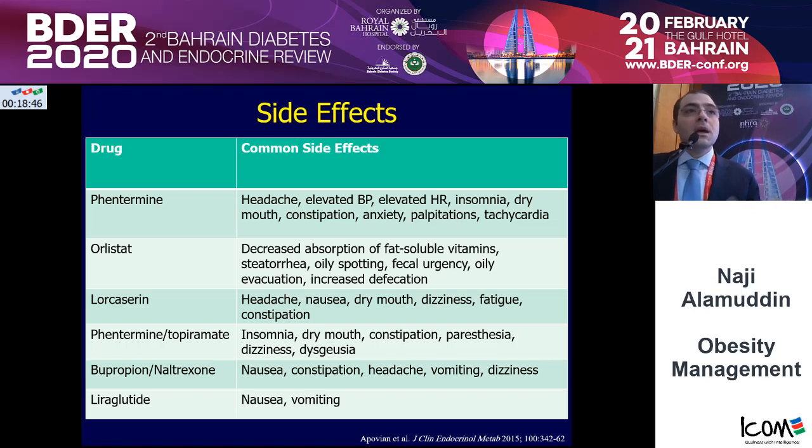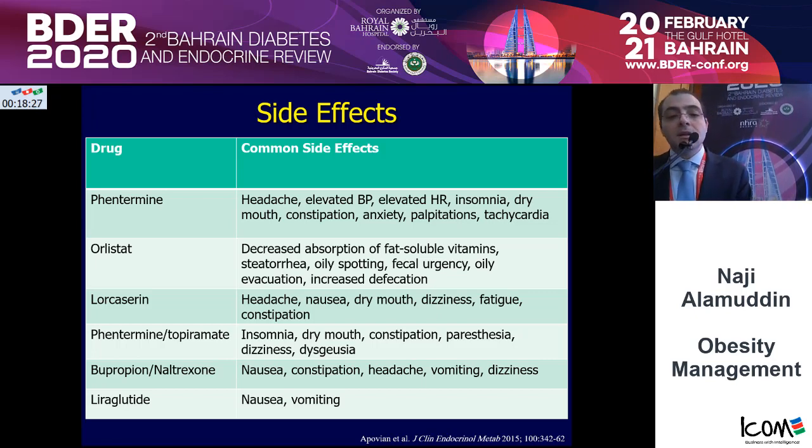Individually, phentermine, as I mentioned, is a sympathomimetic, so patients may get palpitations, increase in their heart rate, tachycardia. Orlistat is a lipase inhibitor, so it decreases the absorption of fat. As a result, you can get GI symptoms, diarrhea, fecal urgency, etc.